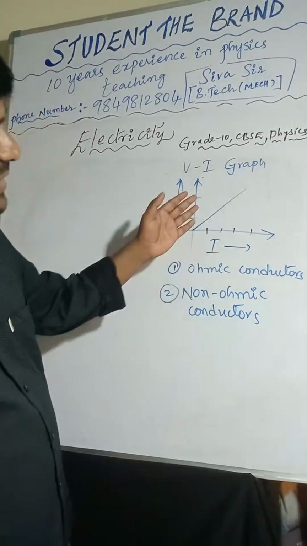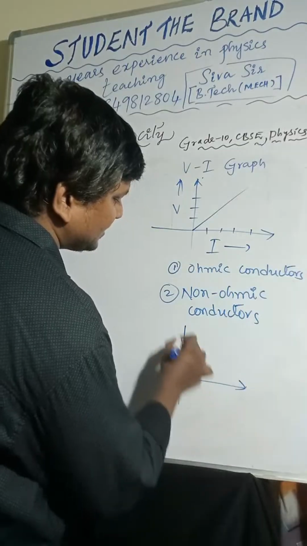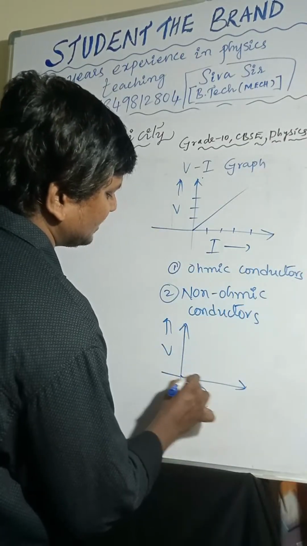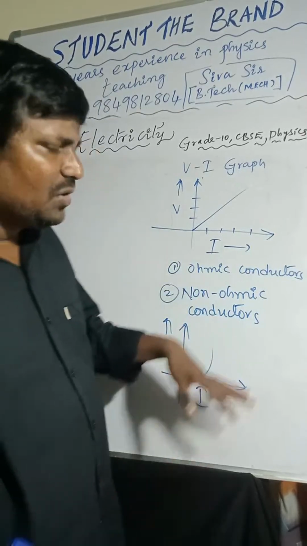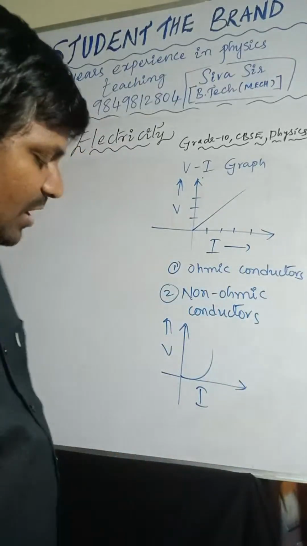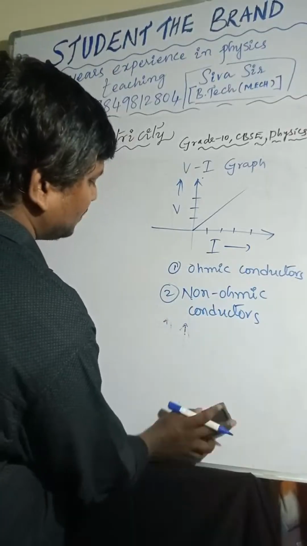The ohmic conductor graph is linear. What about non-ohmic conductors? The non-ohmic conductor graph is a curve. So that is about ohmic conductors and non-ohmic conductors.